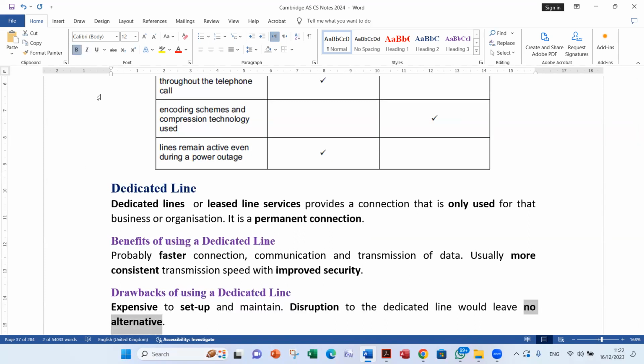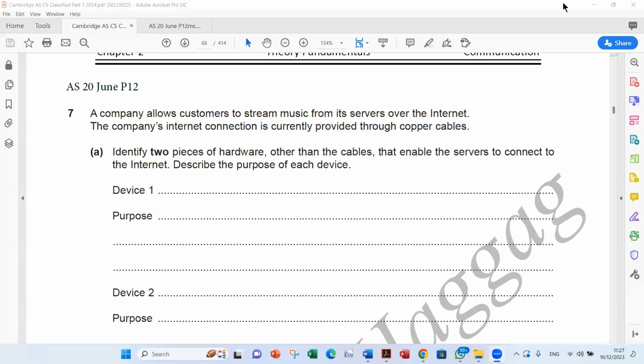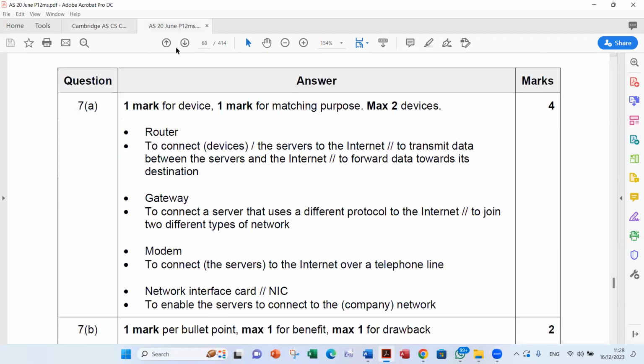Okay, let us stop here and let us look at exam questions. Let us go to page 68 of the classified. A company allows customers to stream music from its servers over the internet. The company's internet connection is currently provided using copper cables. Identify 2 pieces of hardware other than cables that enable the server to connect to the internet. Discuss the purpose of each.